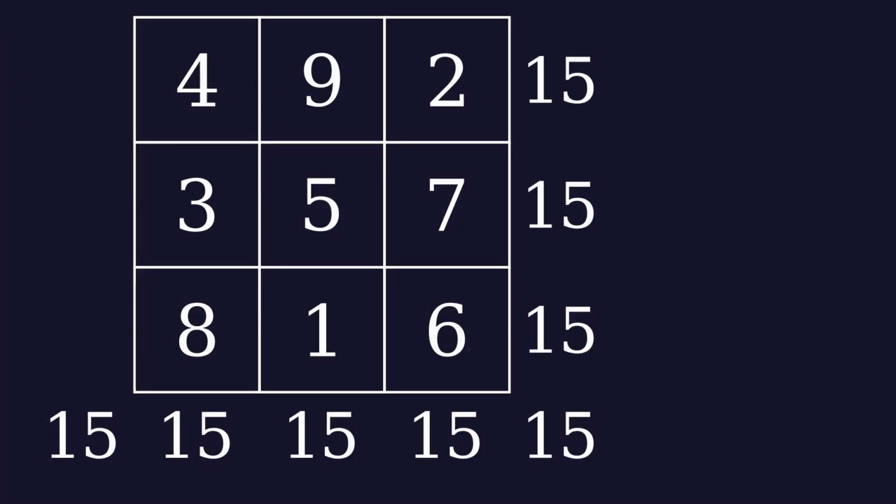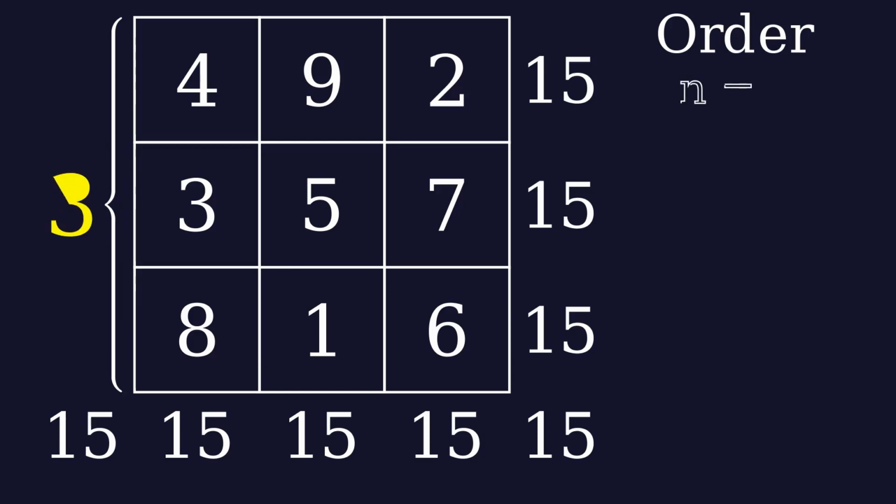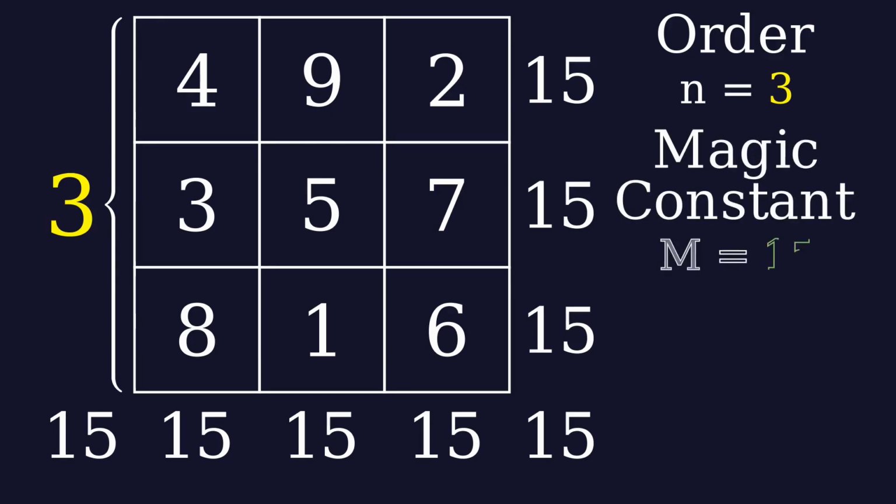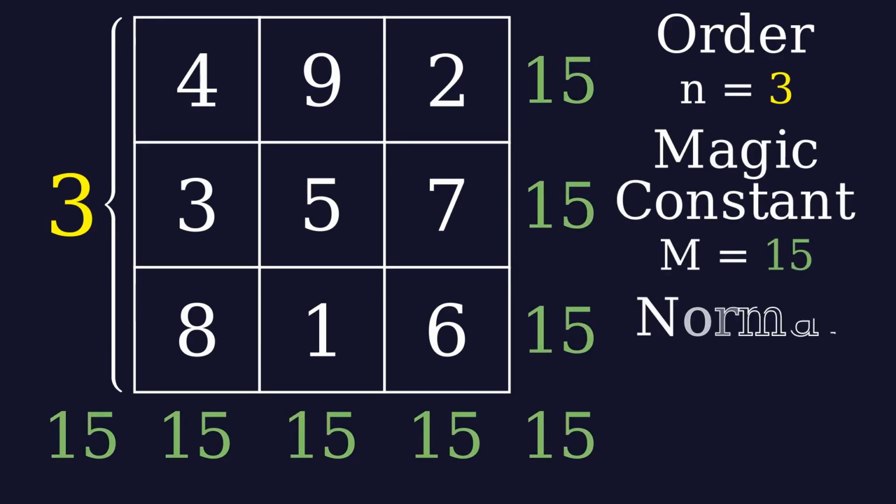The size of a magic square is determined by its order, which corresponds to the number of integers along one side of the square. It is usually denoted as n. Additionally, the constant sum obtained by adding the numbers in each row, column, and diagonal is referred to as the magic constant. A magic square is considered normal if the numbers within the square are consecutive integers starting from 1. The magic constant for a normal magic square of order n can be calculated from this formula.